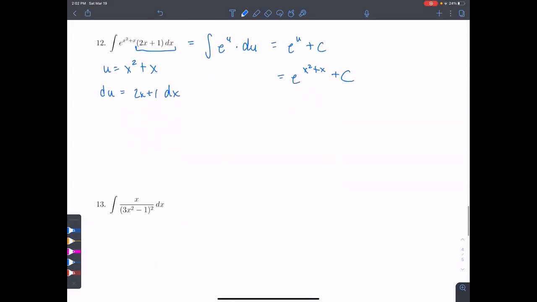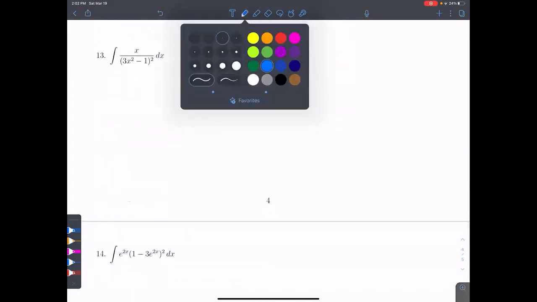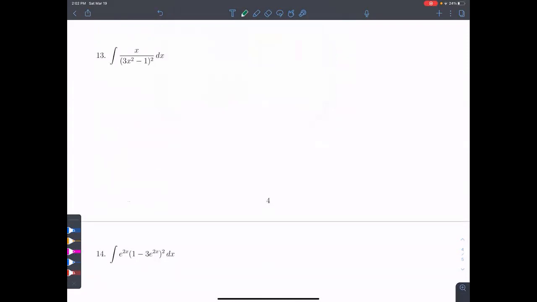Okay, number 13. Again, you want the derivative of the function you choose to be u to be there. Since this is squared and this is x, we would be in good shape to make this thing our inside function. So u is 3x squared minus 1. Du is going to be 6x dx.